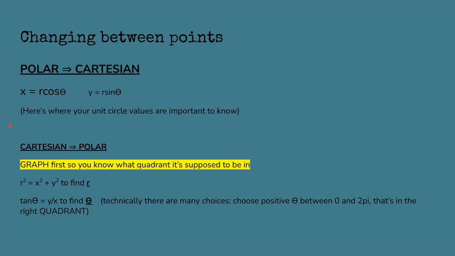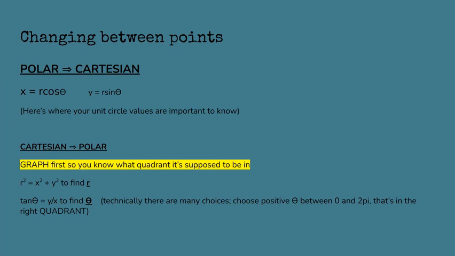And here's where it will be really important to know your unit circle values. I had that somewhere earlier in the presentation, just a good table, but you would also just want to generally know things like what would sine of pi over 6 be? What would cosine of 5 pi over 6 be? Things like that, you just would want to know.